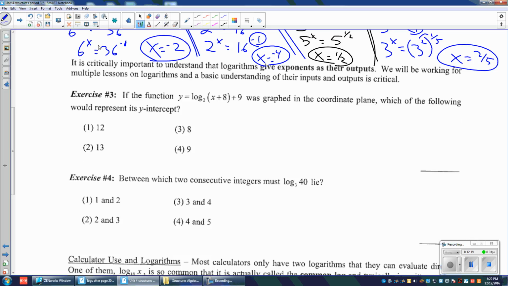If the function here, +9, was graphed on the coordinate plane, which of the following would represent its y-intercept?